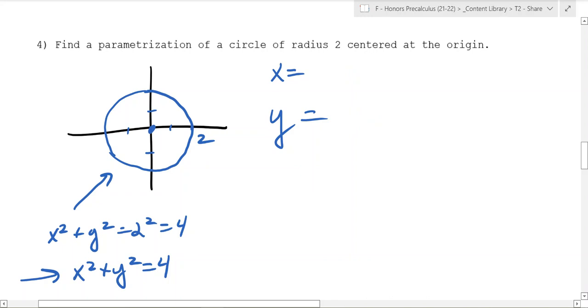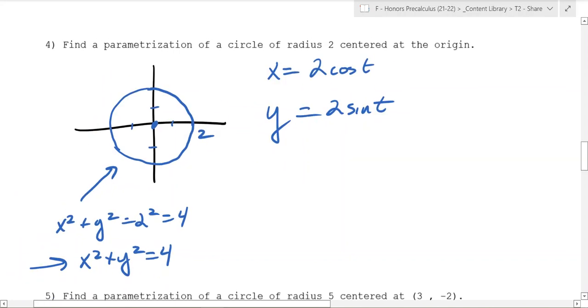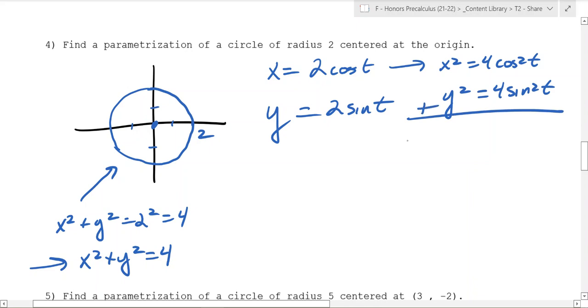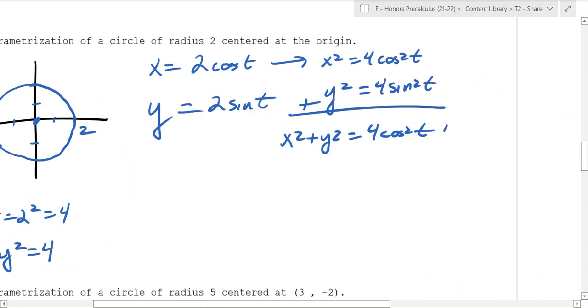So I'm just going to show you one of them, which is 2 times cosine of t and 2 times sine of t. You can show that this is actually the same thing. It's a circle of radius 2. The way you can do this is square both of these. If this is true, x squared equals 4 cosine squared t, and y squared is equal to 4 sine squared t, and then you can add them together. So x squared plus y squared is going to be equal to 4 cosine squared t plus 4 sine squared t. You can factor out a 4 from this, and you get this right here.